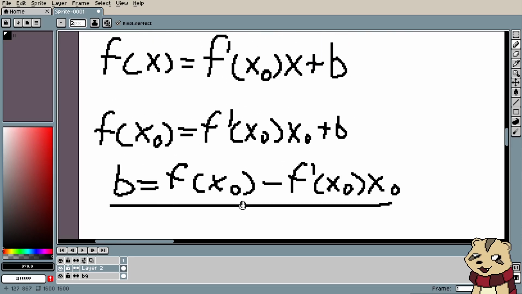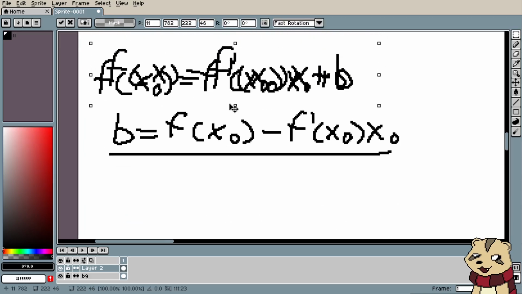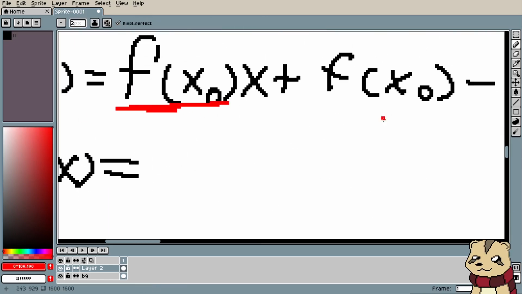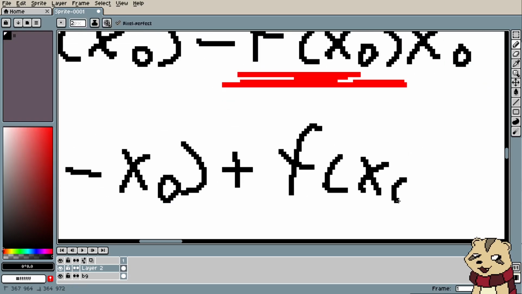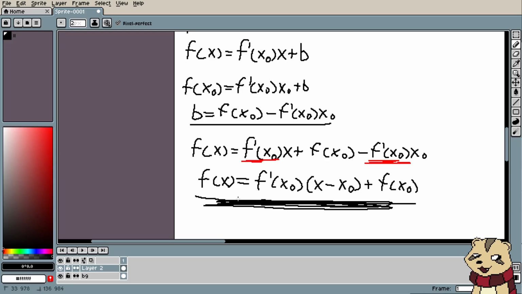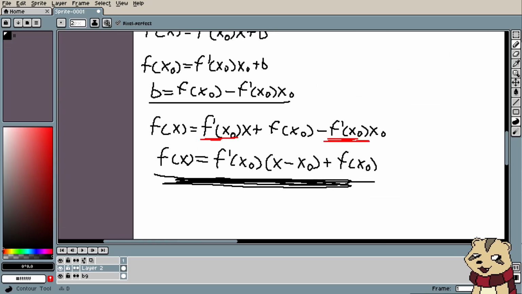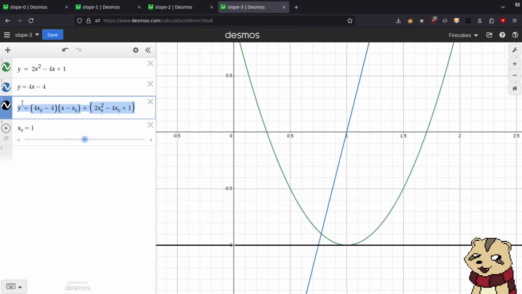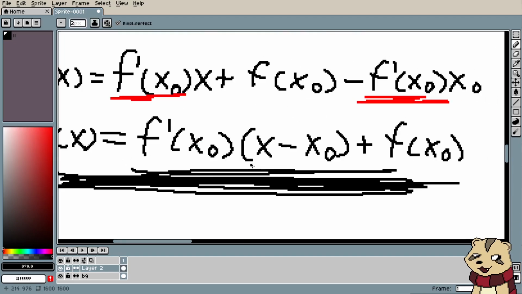So now if I substitute b back into this equation where I wanted to find b, and there we go. This is that equation. This is the slope line equation at a certain point. And if we go back to how I drew this black line in the first place, you'll see this equation here is me just using this form that I just found right here.